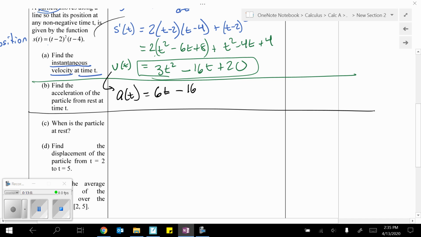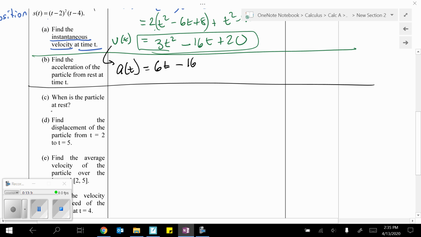Okay, our next question then is, when is the particle at rest? So for those of you not in physics, at rest is kind of a magic phrase. That means when is the velocity equal to 0? And specifically, this would be instantaneous velocity equal to 0. Well, we have a velocity function, so let's set that bad boy equal to 0. 3t squared minus 16t plus 20.